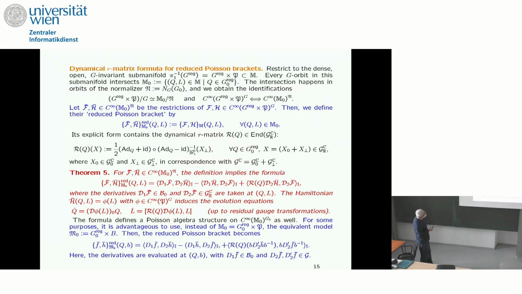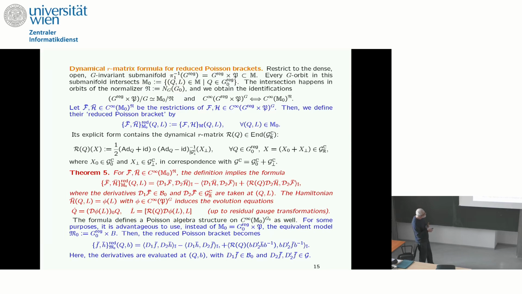I define what I call the reduced Poisson bracket by restricting the Poisson bracket of the invariant functions to this gauge slice M0. Then I have a formula for this. This is the theorem. In the formula, the same dynamical r-matrix appears as before, but now regarded as a linear map on the root space part of the complex Lie algebra. This is a well-defined linear operator. Then the reduced Poisson bracket is given by this formula. Again, the derivative is taken in the first and second variables. The second variable is called L, which is p-valued, so the derivative is complex Lie algebra valued. The first variable is torus valued, so the derivative is b0 valued there. Never mind. But here the r-matrix appears.